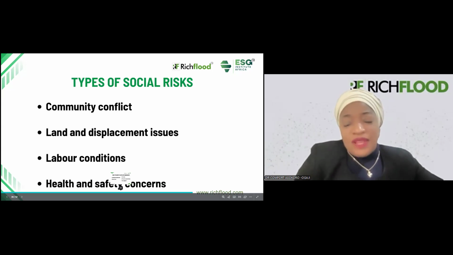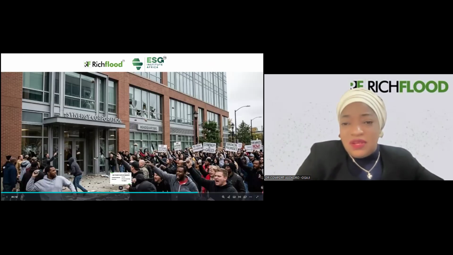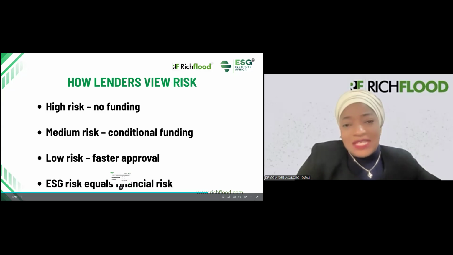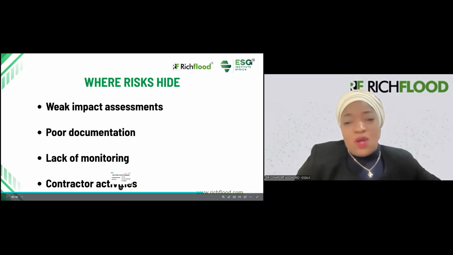E&S risks are often hidden in weak documentation. There is documentation, but it is weak, or the assessment is poor, or maybe the framework that was set up lacks monitoring procedures. They can also be hidden in contractor activities, not directly by the project proponent, but the contractors who are brought into the project could be the ones that trigger the hidden E&S risks.